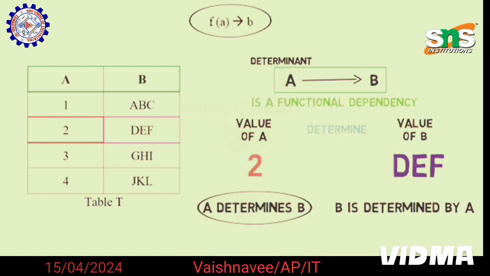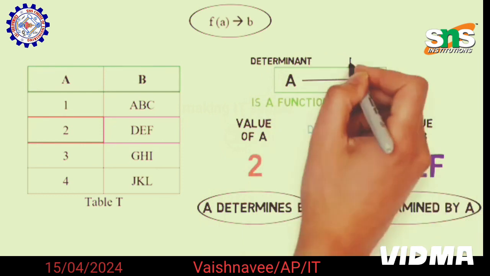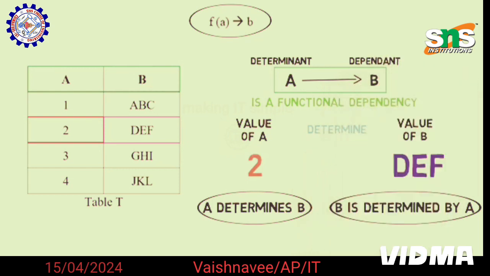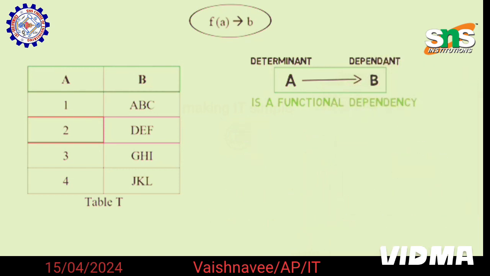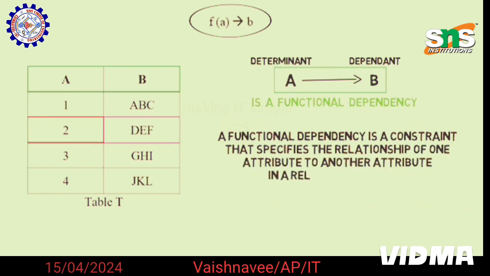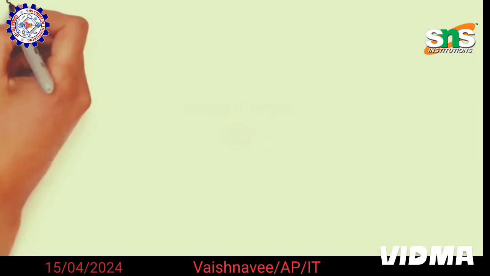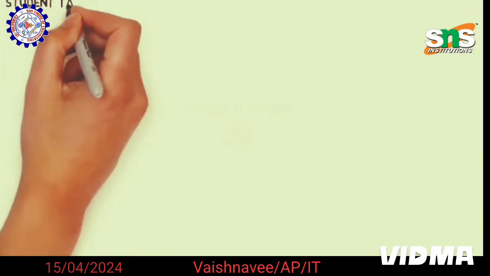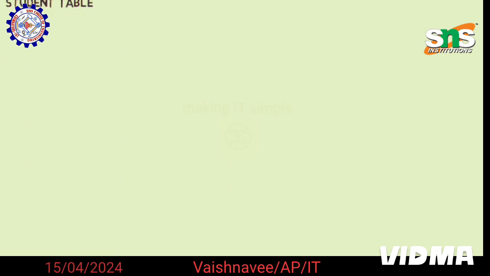In a functional dependency, the attribute which is used to determine another attribute is called the determinant. So here A is the determinant, and the attribute which is determined using the determinant is the dependent. The definition states that a functional dependency is a constraint that specifies a relationship of one attribute to another attribute in a relation or a table.